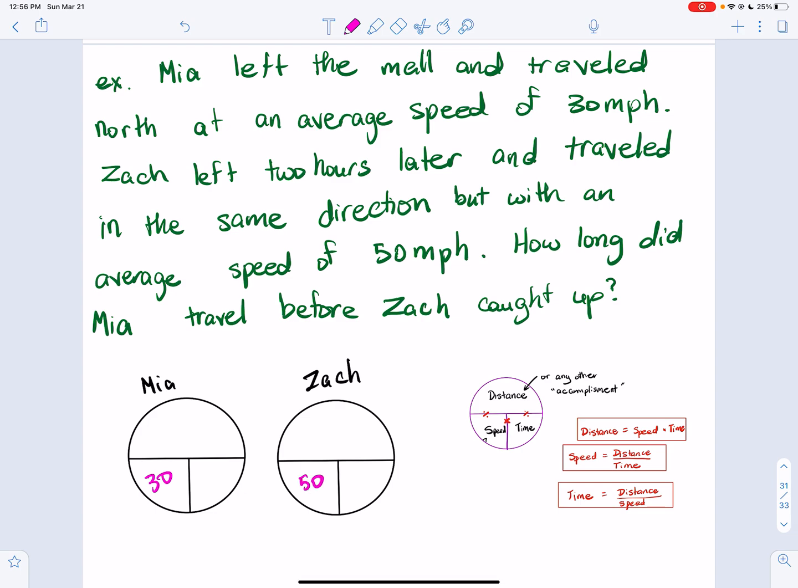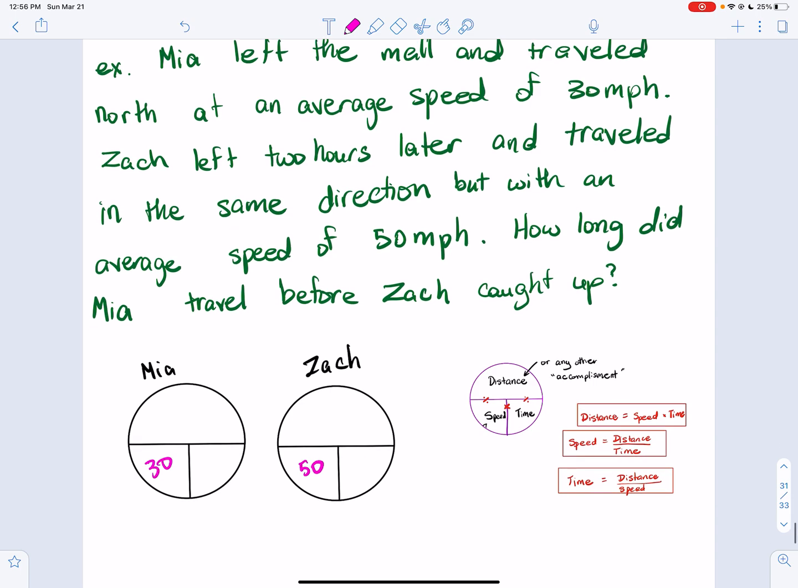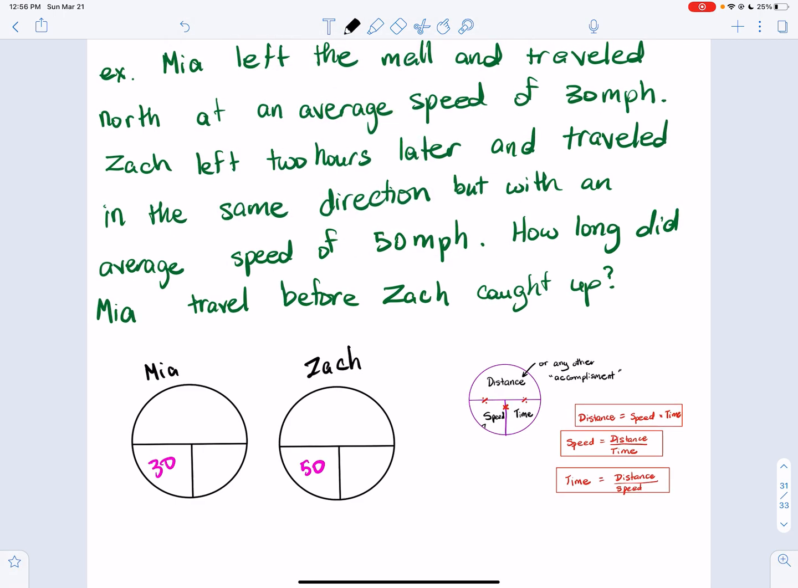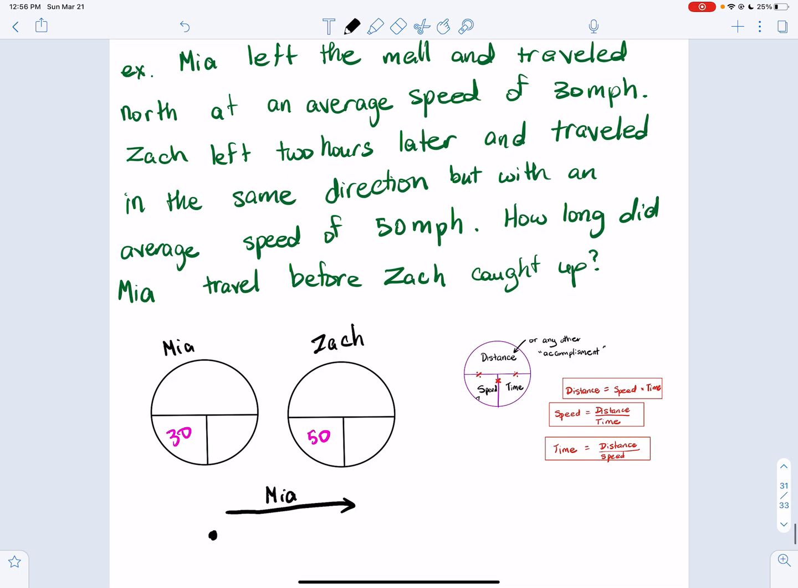Now, one thing that we didn't do that I advised us to do is draw this out so that we can see what's happening, so we don't have to look back at the question for every single piece. So the mall is here. Mia traveled north, so that's Mia's trip. And we know that Zach actually traveled in the same direction, so we're going to put Zach here. We know that Mia's speed is 30 miles per hour, and that Zach's speed is 50 miles per hour. And what else do we know? Do we know anything else?